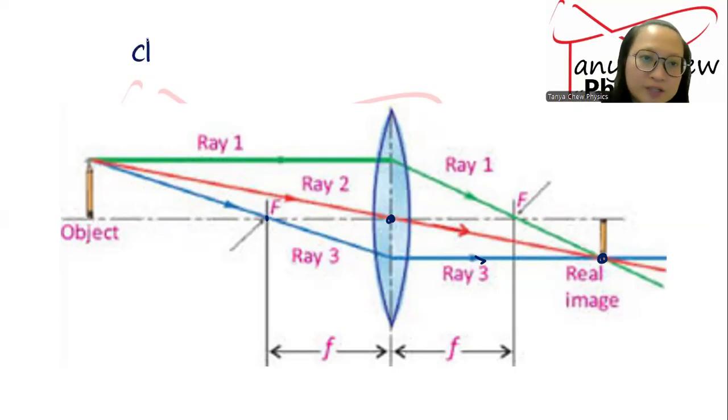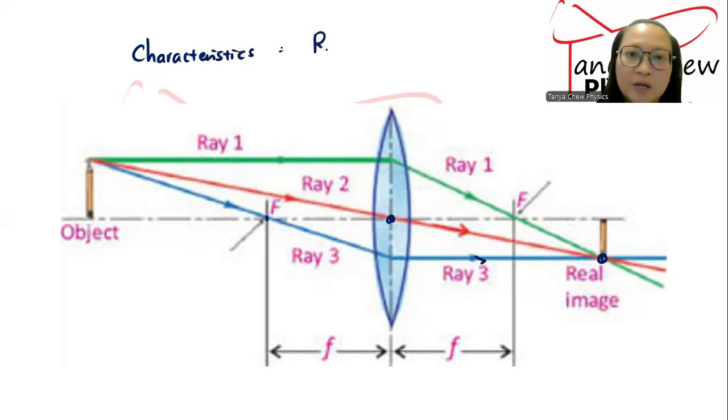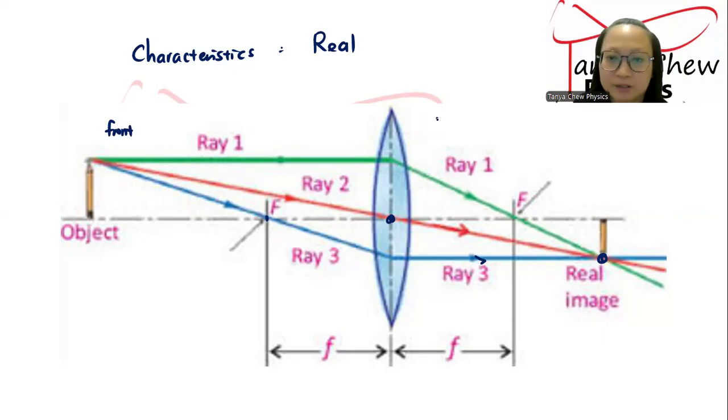So the characteristic of this image, okay, let me talk about characteristic. This image is real. Why is it a real image? The curve which the object is facing is called the front part of the lens. The other side of the lens is called the back of the lens. So whenever the image is formed at the back of the lens, the image is real.